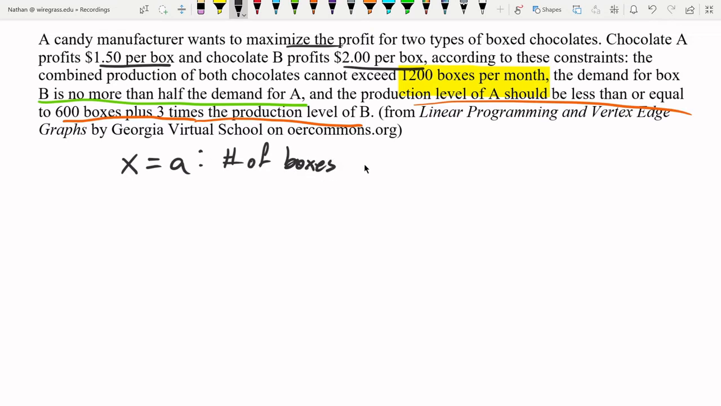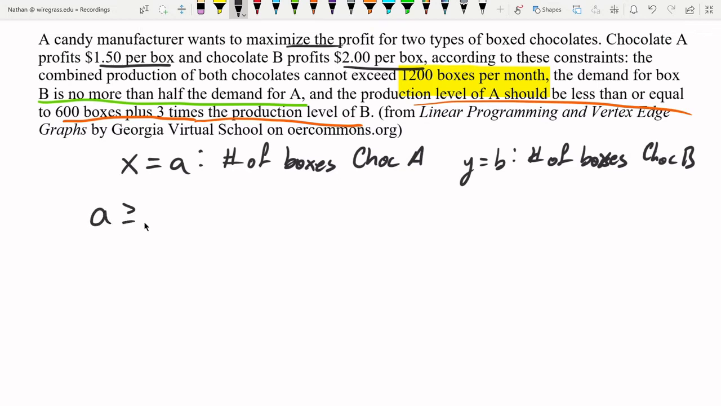boxes for chocolate A. And the y variable, I'm going to use B to keep it more relative to what we're looking at. But once again, we're going to need x and y for graphing this. It is the number of boxes for chocolate B. And with these two things, once again, I'm going to use A and B. So we know that we're going to produce at least 0 boxes of A. We can't produce negative boxes, right? That doesn't make sense. We also know that we're going to produce at least 0 boxes of box B.